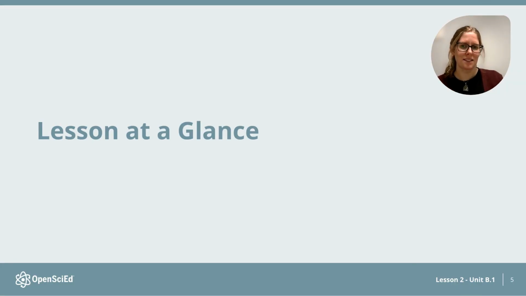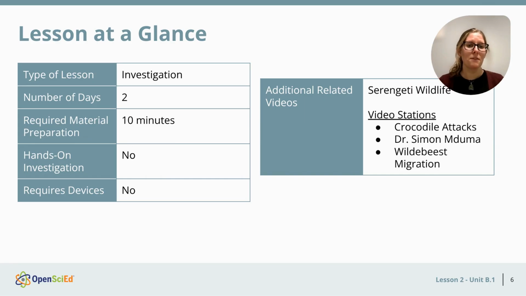The lesson at a glance. The type of lesson, this is an investigation because we've got that Serengeti scavenger hunt. It should take 2 days. A material preparation is only 10 minutes. It is not a hands-on investigation, and there are no devices required for students. There are a lot of videos that as an educator, you'll be facilitating with the students. 2 videos that you'll watch together as a class, and then some videos that the students can explore as part of that scavenger hunt. The crocodile attack video was always my students' favorite video to watch.